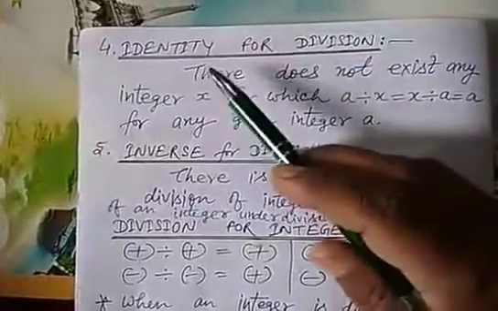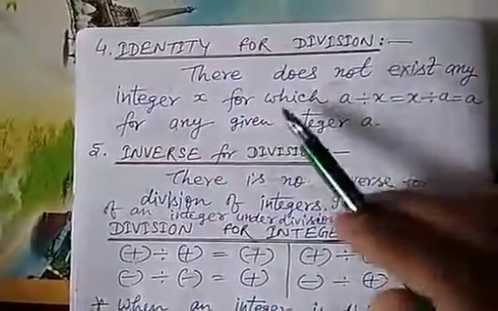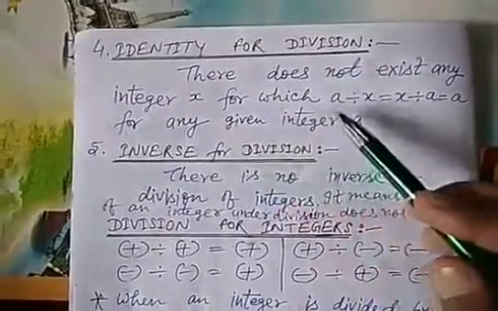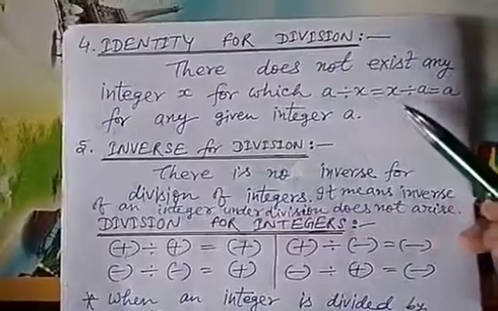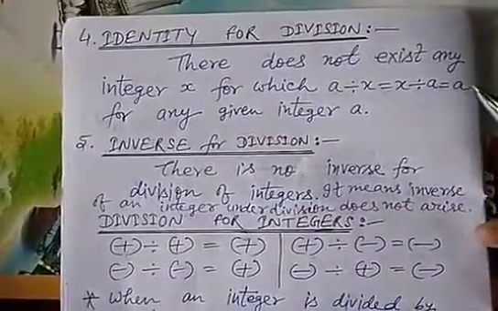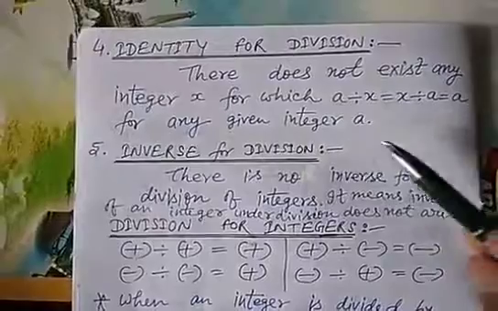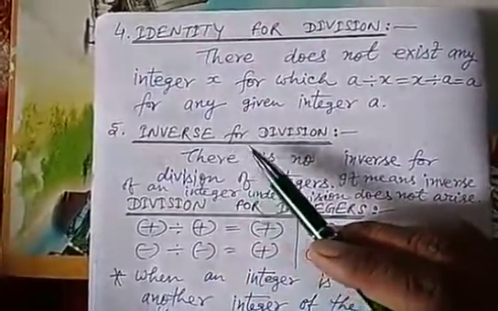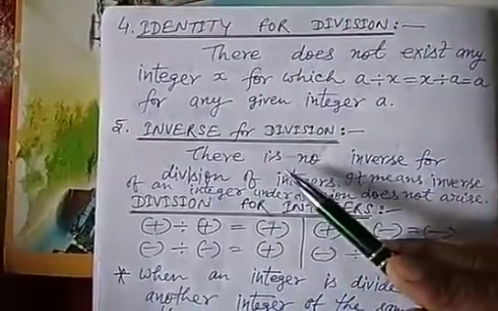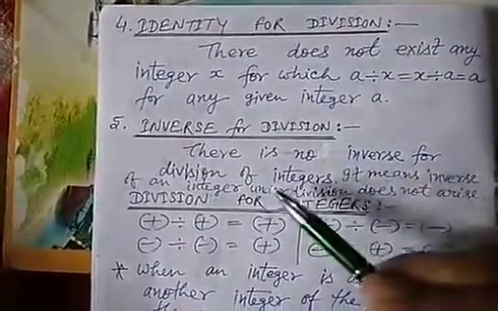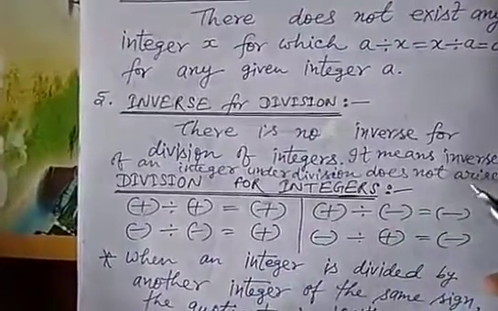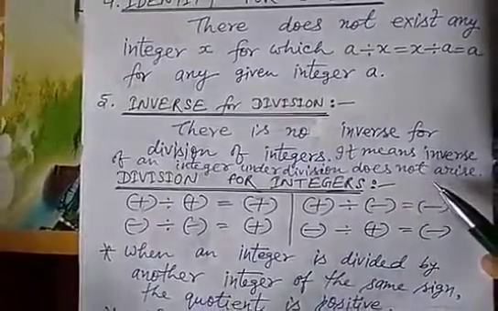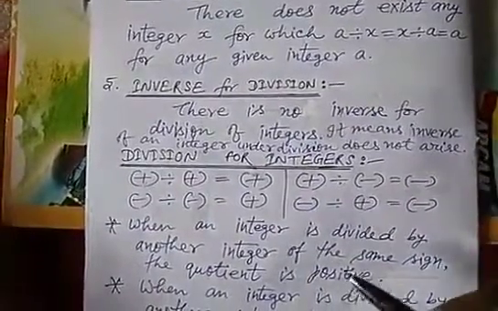Now, fourth property is the identity for division. There does not exist any integer x for which a divided by x is equal to x divided by a is equal to a, where a is any given integer. Now, fifth property is inverse for division. There is no inverse for division of integers. It means inverse of an integer under division does not exist or does not arise.